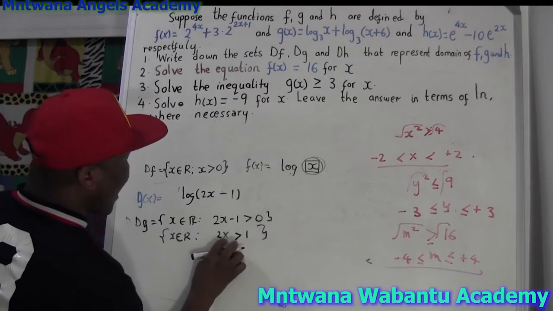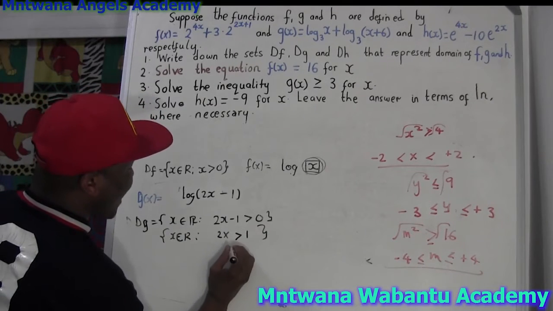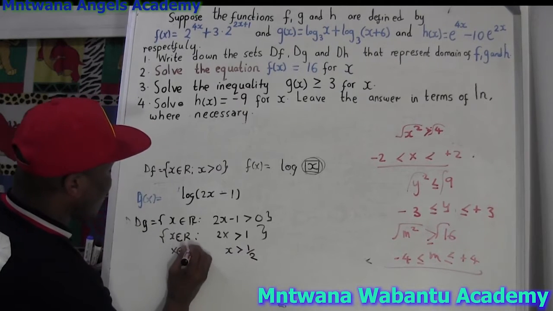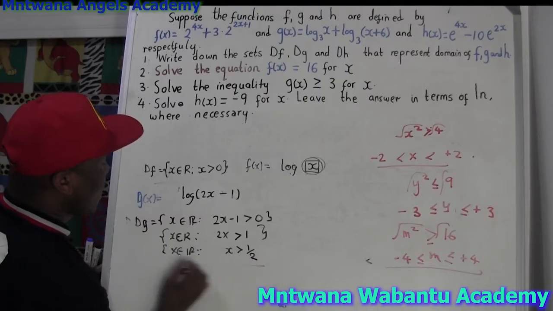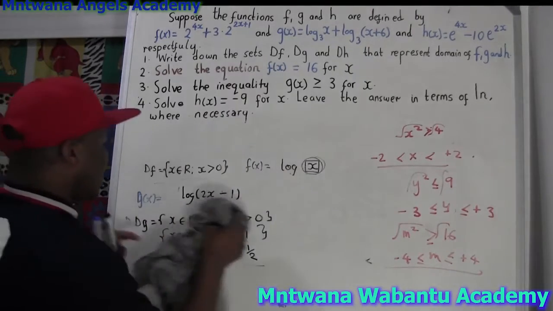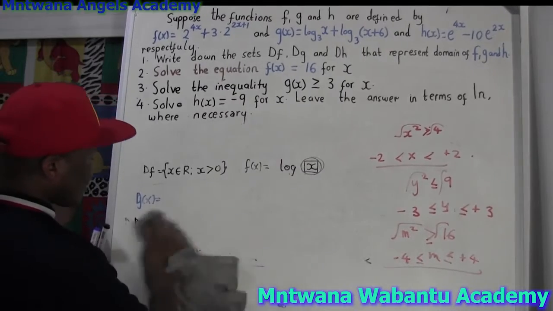And then what happened? Divided by 2, divided by 2. So when you divide by 2, it's going to be x greater than 1 over 2, and this is x, an element of the real numbers. Okay. One more, the last one.